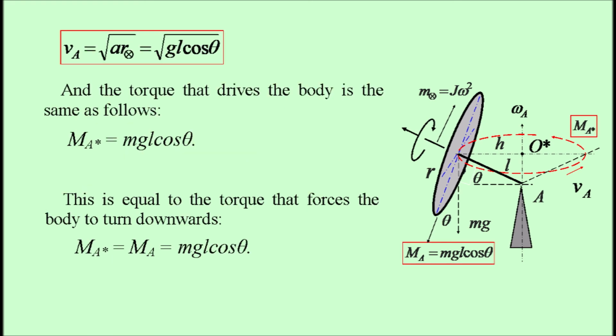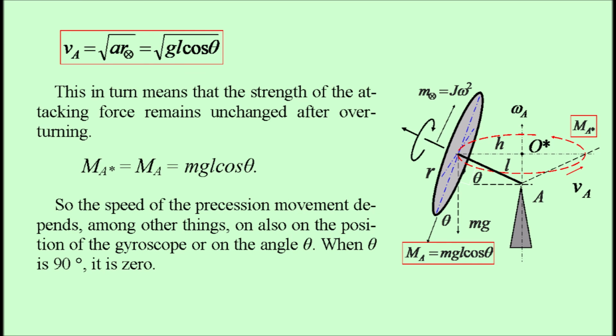And the torque that drives the body is the same as follows. This is equal to the torque that forces the body to turn downwards. This in turn means that the strength of the attacking force remains unchanged after overturning. So the speed of the precession movement depends, among other things, also on the position of the gyroscope or on the angle theta. When theta is 90 degrees, it is 0.